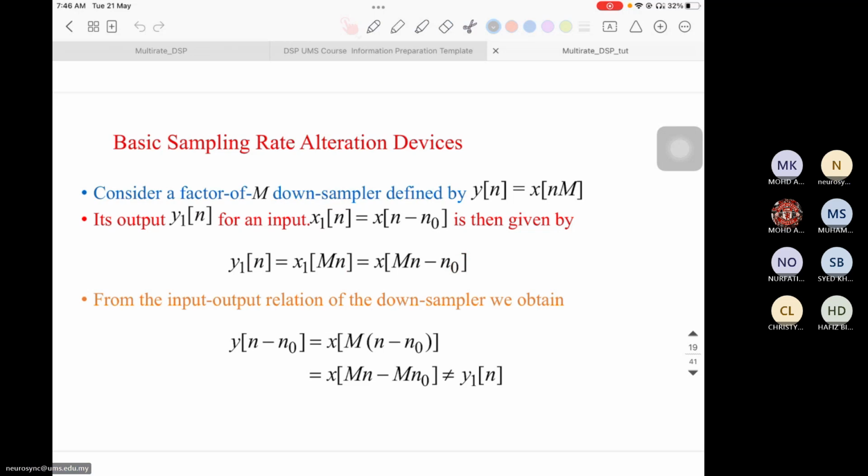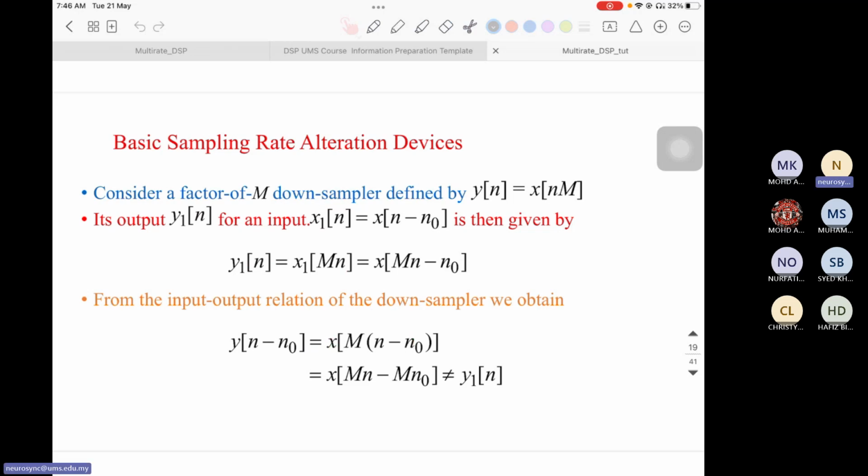Now in the case where there is a delay in the output, like y of n minus n naught, this is equal to x of M times n minus n naught.